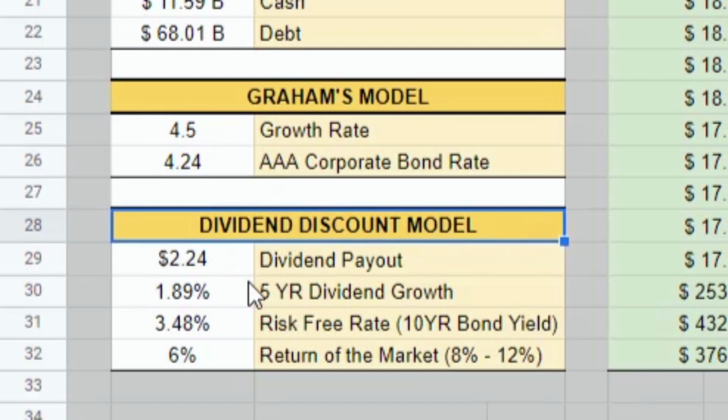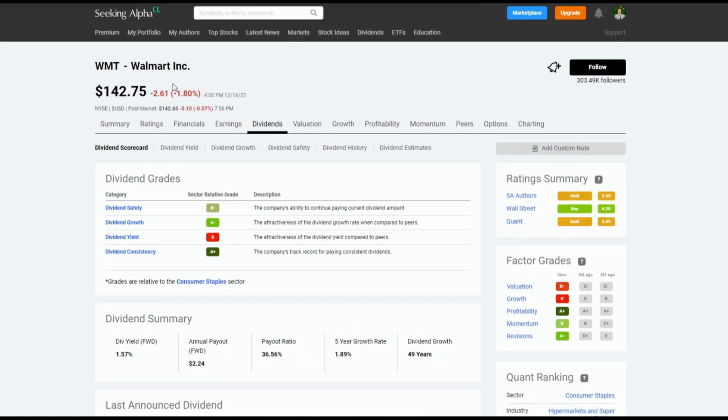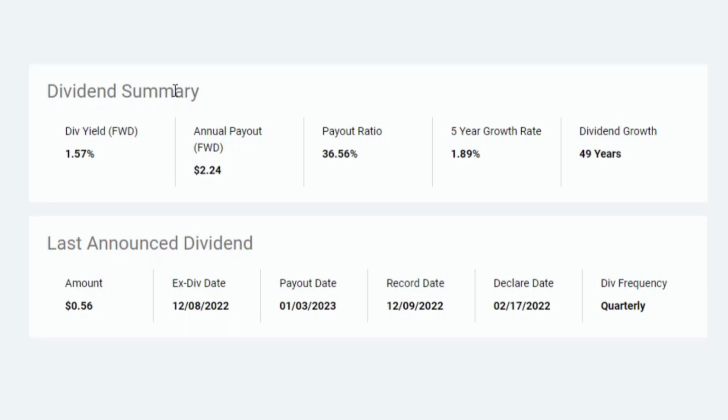The dividend discount model, moving on. The dividend payout and the 5-year dividend growth, we can find that on Seeking Alpha as well. Over on Seeking Alpha's Walmart page, under dividends, sub tab dividend scorecard, right here under the dividend summary, you can see their annual payout is expected to be $2.24 over the next year, and a 5-year dividend growth rate of 1.89%, having grown their dividend for around 49 years.